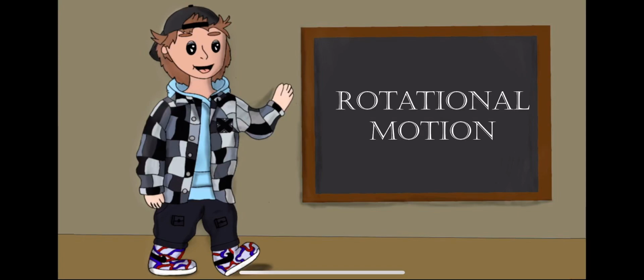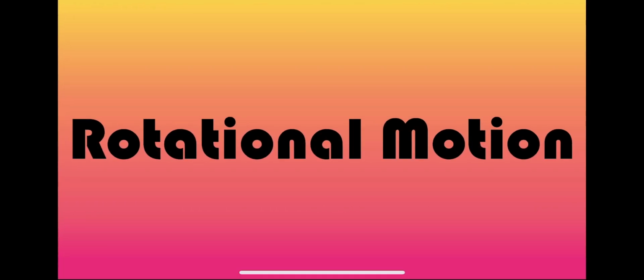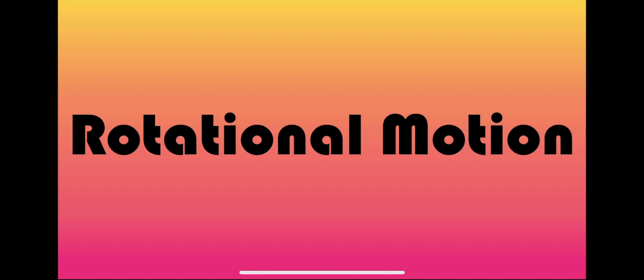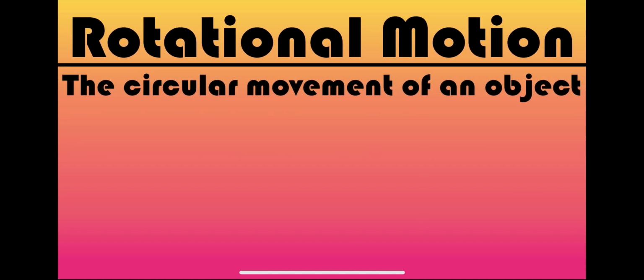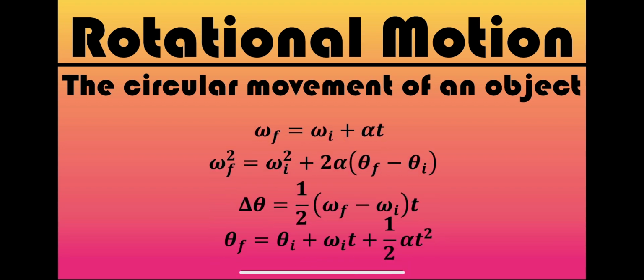Hey, I'm Sean, and today I'll be discussing how rotational motion plays a key role in drifting. But what exactly is rotational motion? Rotational motion is the circular movement of an object. We can analyze this circular movement using these four equations.